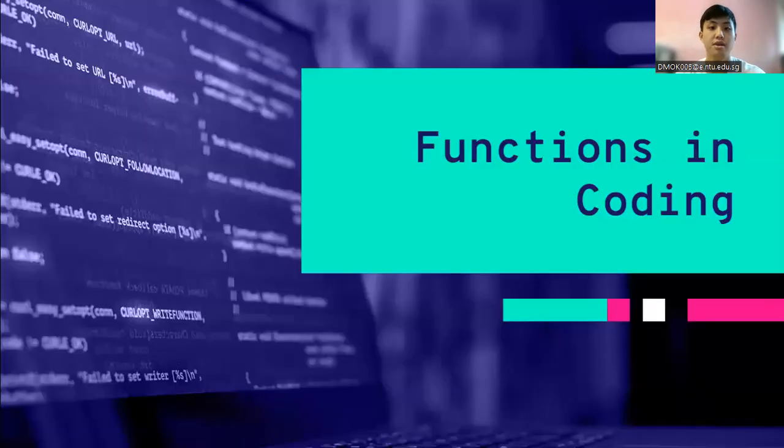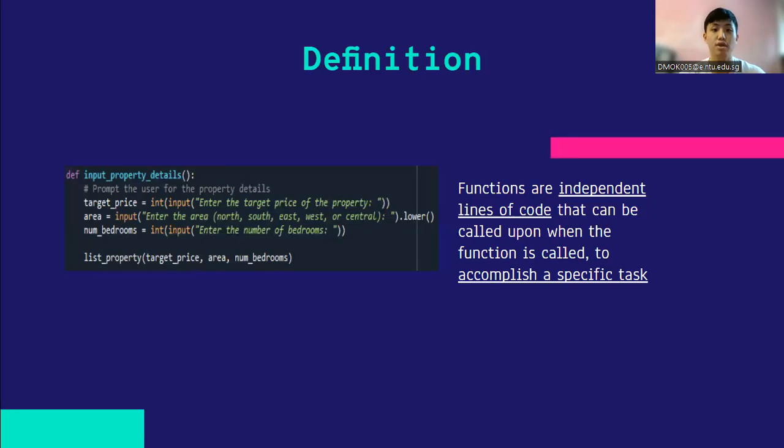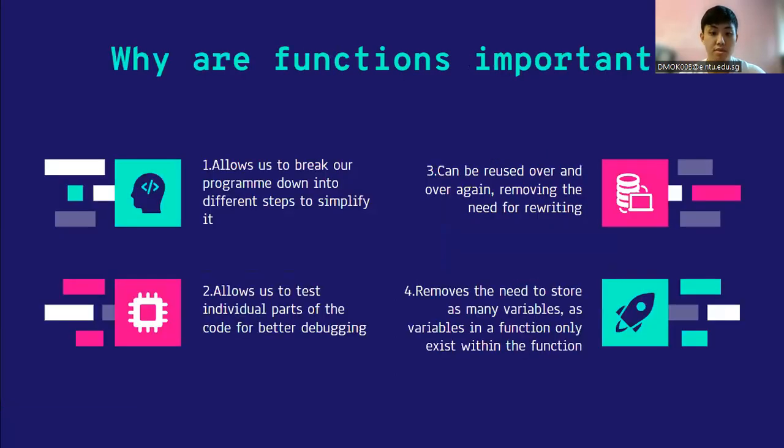Now on to my reflection. I've chosen the topic of functions in creating a property program. Now functions are independent lines of code that can be called upon when a function is called to accomplish a specific task. So now, how did functions help me with the creation of my program?